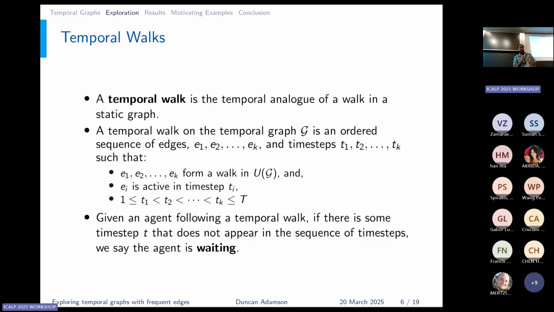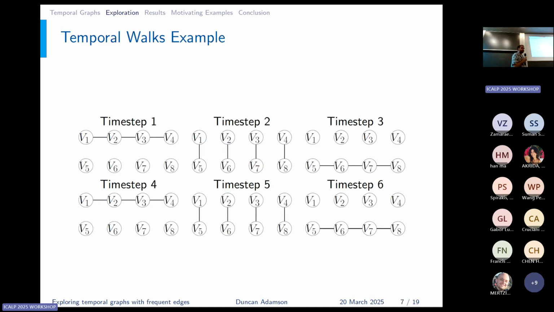Given an agent following a temporal walk, we are going to say that if the agent is not moving at some time step, so if there's some time step between t1 and t2 that's not being used in our walk, we say that the agent is waiting. Basically, it's just sitting wherever it is until the next edge appears.